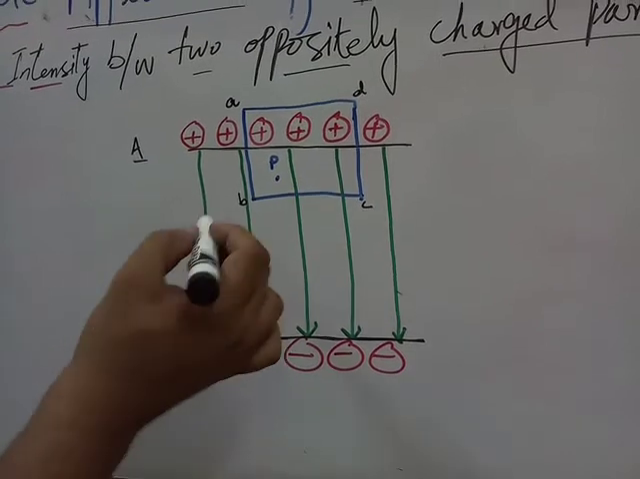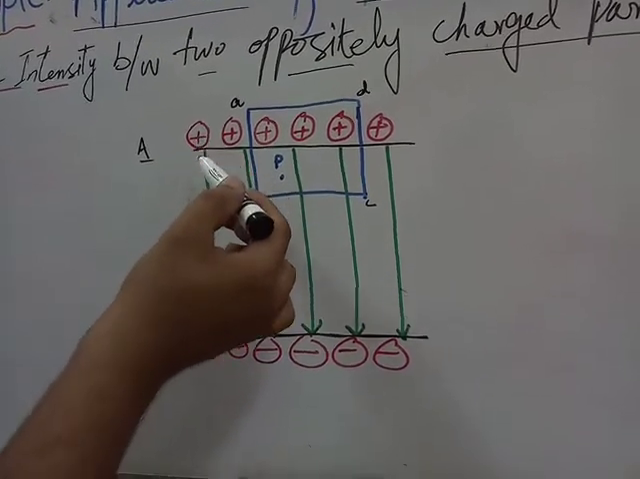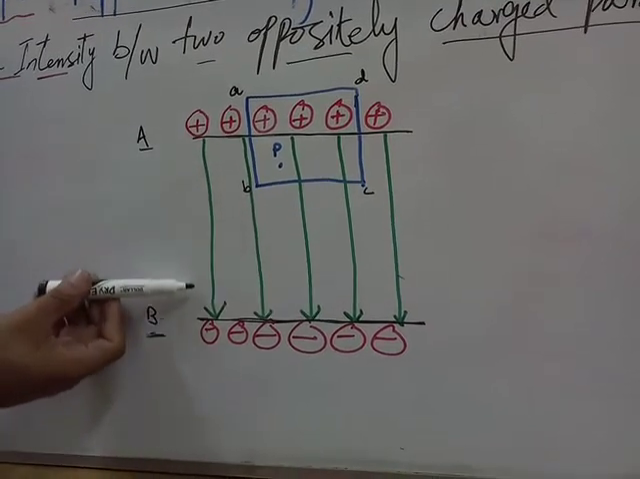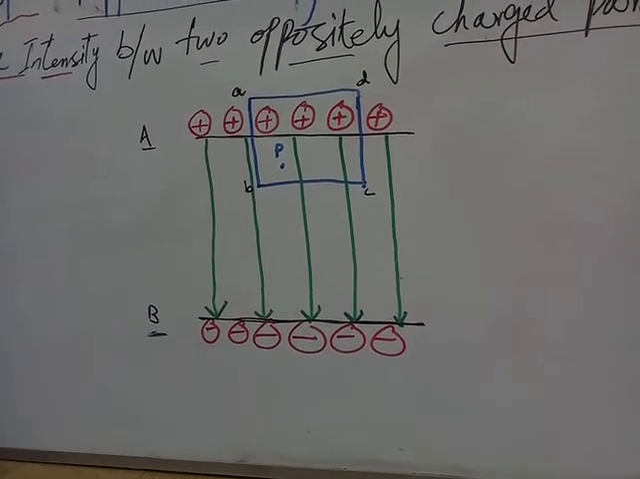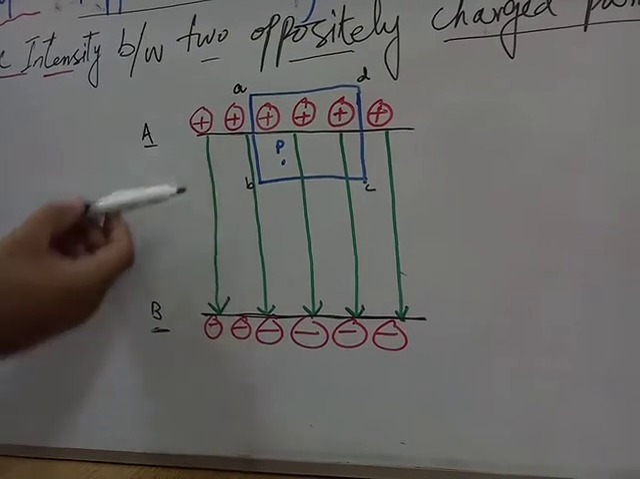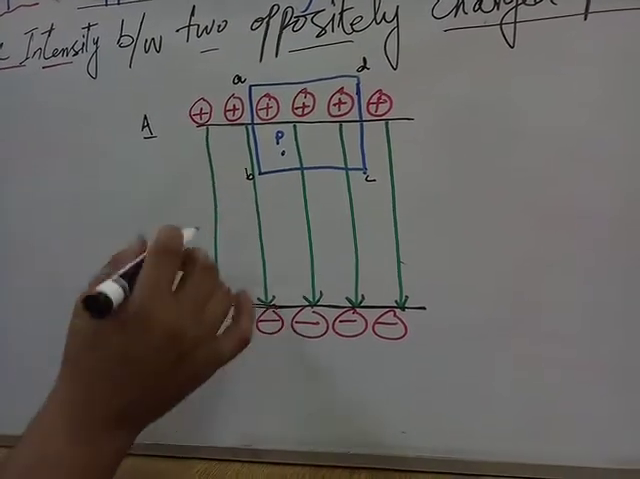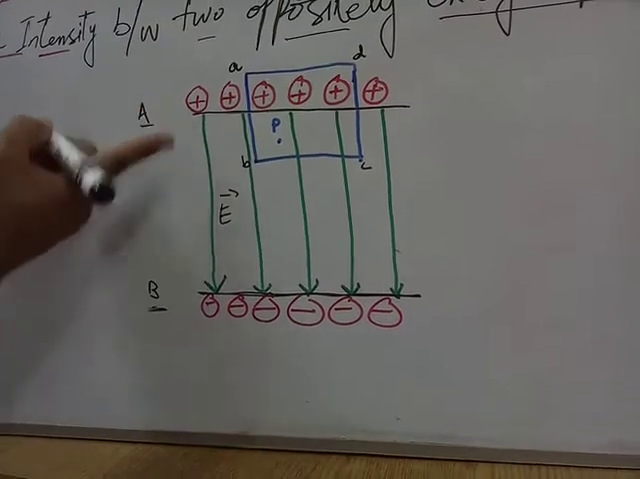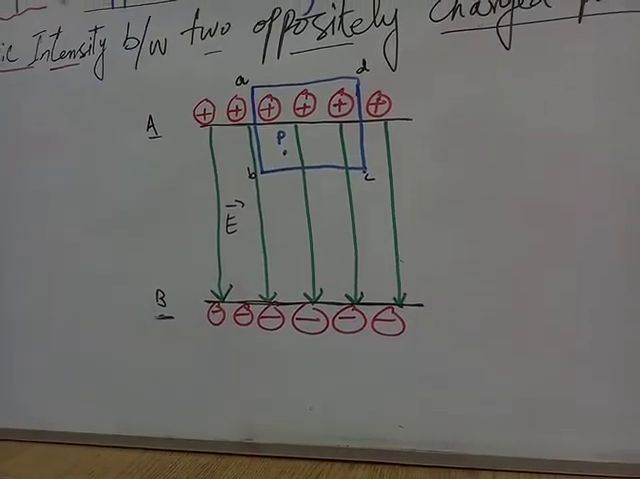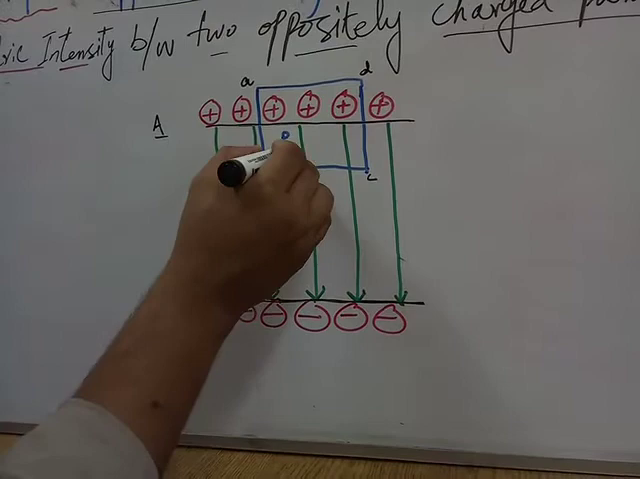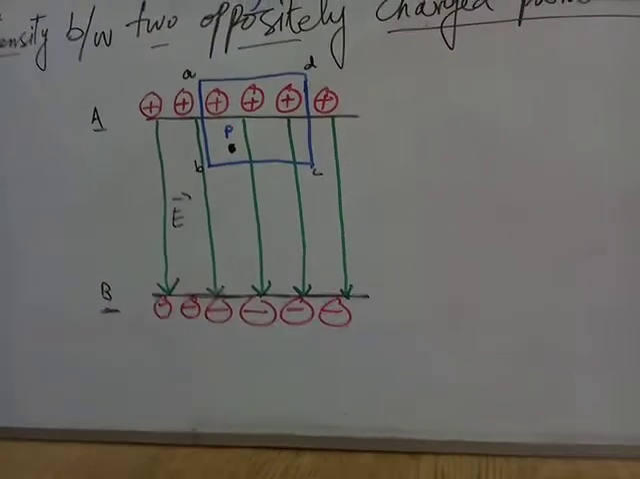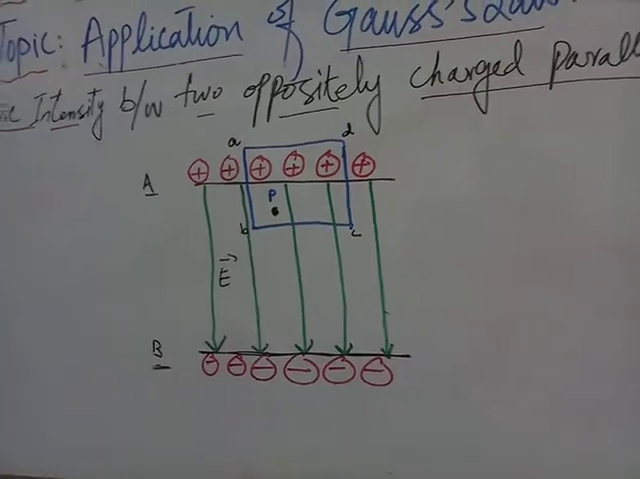Students, you know that the electric field lines originate from a positive charge and end on a negative charge. So these green lines are the electric field. It means this is E, which is in the direction from positive to negative. Here we have a point P and we find the electric intensity at that point.